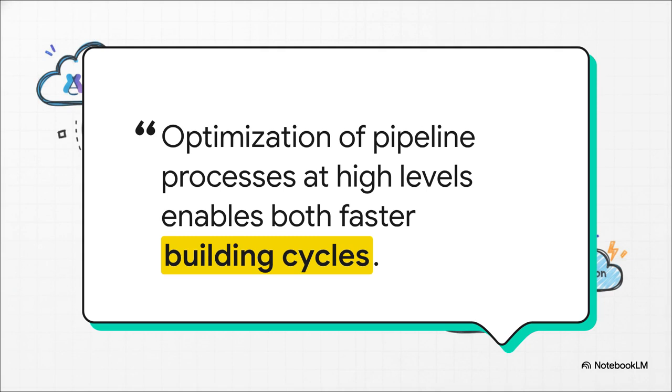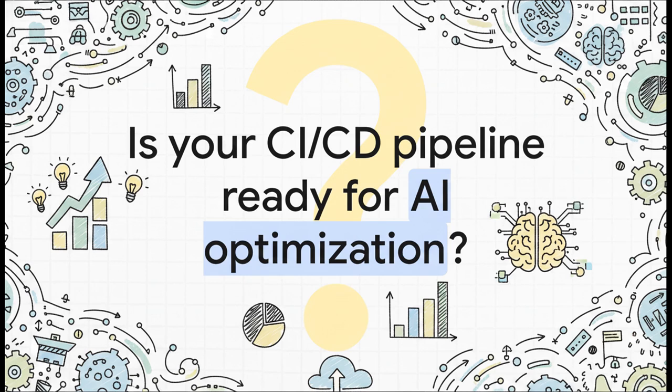The study states optimization of pipeline processes at high levels enables both faster building cycles and protection from deployment failures. Optimizing your CI/CD setup with things like GitHub Actions, blue-green deployments, and parallel caching, it isn't just about raw technical speed. It's really about delivering highly reliable, totally cost-effective business value without burning out your entire engineering team in the process. So, we've gone all the way from the absolute dread of manual deployments to the data-driven success of highly optimized pipelines.